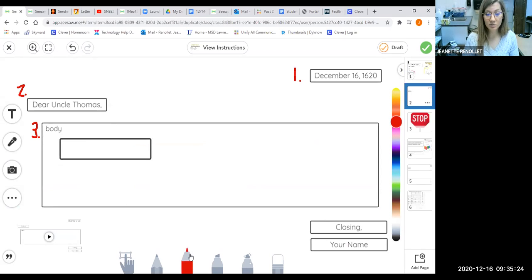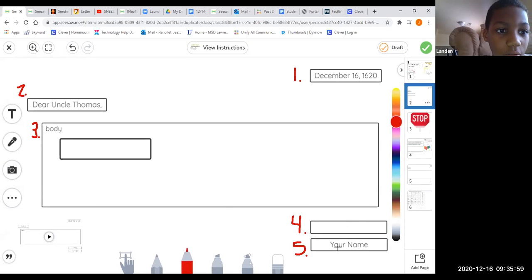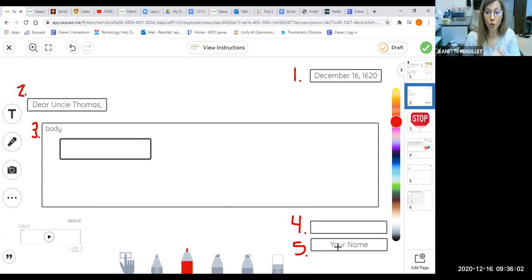Then, I spy number 4. Here's the closing. Right now, it just says closing. I want you to go in there and I want you to say your own closing. How do you want to say goodbye to your Uncle Thomas? What could you say at the end of your letter? Then, number 5, I spy the 5th part of a friendly letter. Number 5 is your name. Right now it says your name. You need to go in there and put your name.